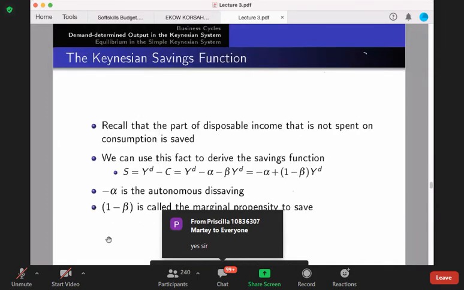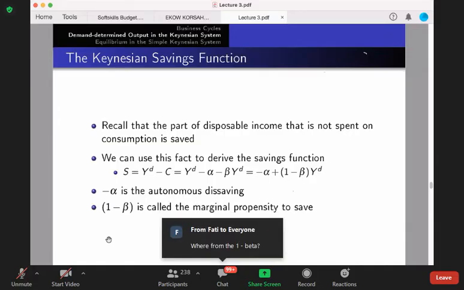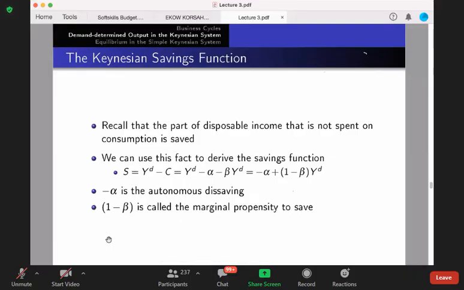Okay, but this one is slightly different. We are looking at the savings function. What we've basically done was to take out consumption, since income is either saved or consumed. The Y minus beta YD, put YD minus beta YD together. When you put them together, Rebecca, it is the saving because of the negative. That's why it is the saving.